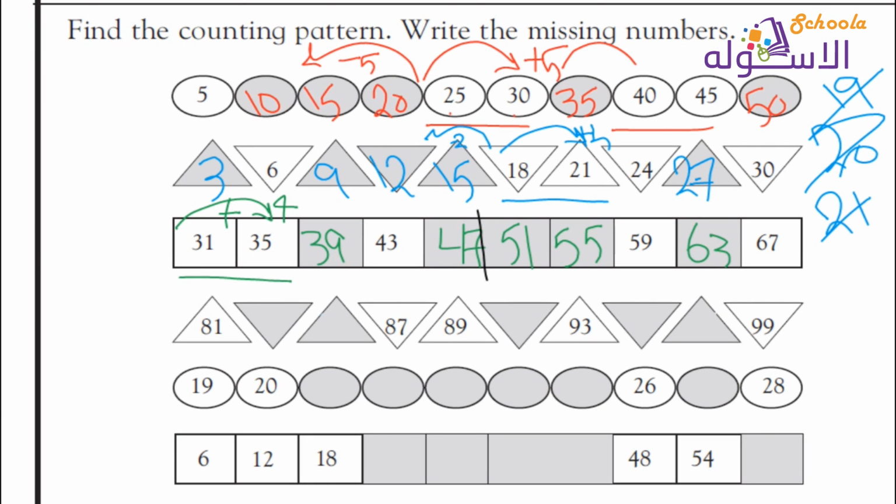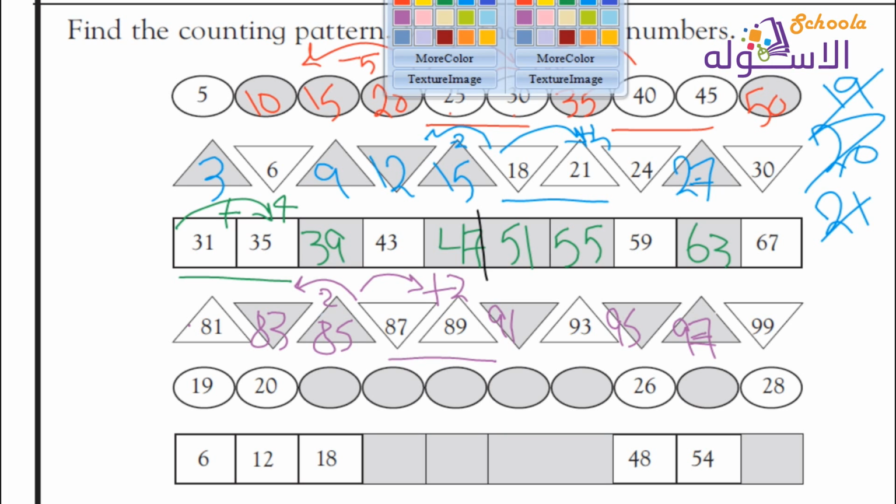Okay, let's see the next one. Here, 87 becomes 89, so it's going up. This is plus, I add 2, so I keep adding 2: 91, 93, 95, 97, 99. And when I go back, I will minus 2, so 87 becomes 85, 83, and 81. Very nice. Okay, let's see the next one.